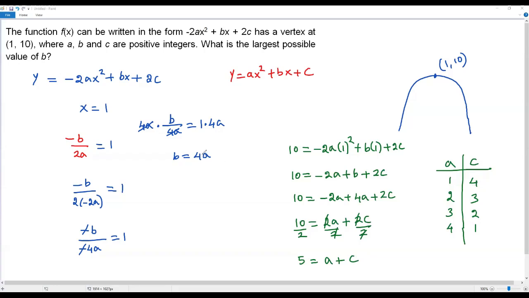Now we have solved for b in terms of a, and our aim is to get the largest possible value of b. Since our aim is to get the largest possible value of b, we have to consider the largest possible value of a, which is 4. Plugging in 4 for a, we get 4 times 4, so b equals 16. So the largest possible value of b is 16.